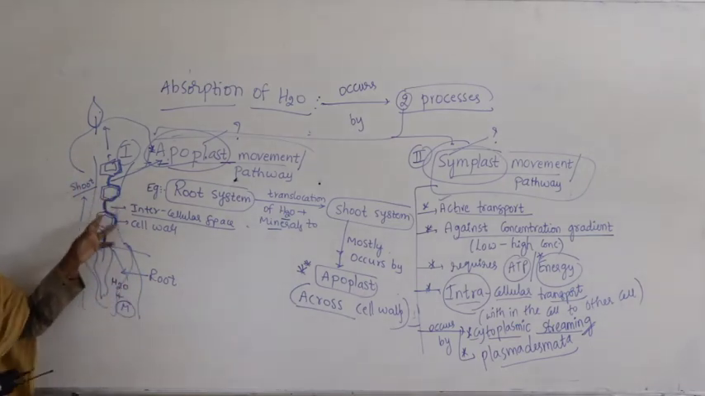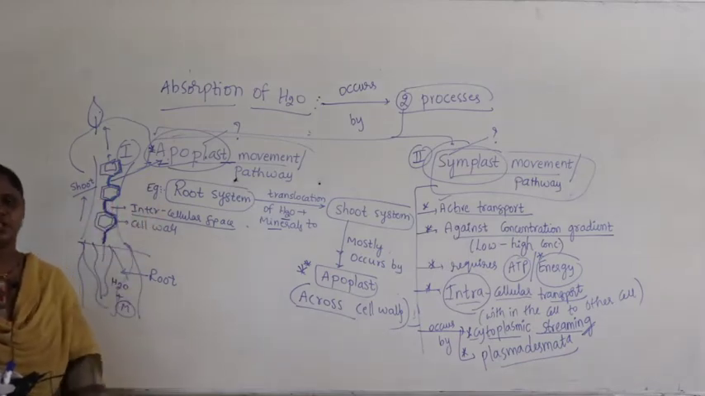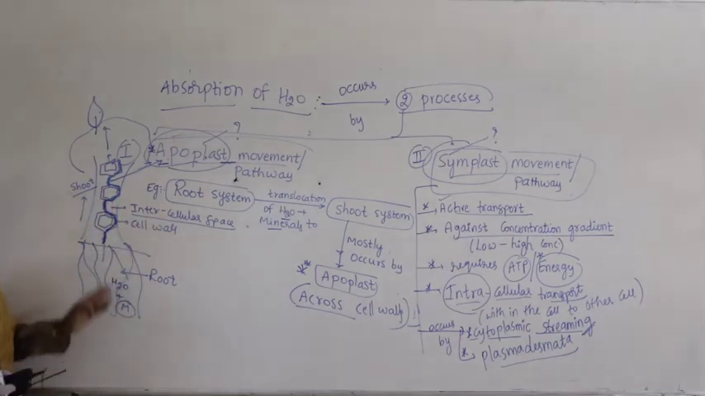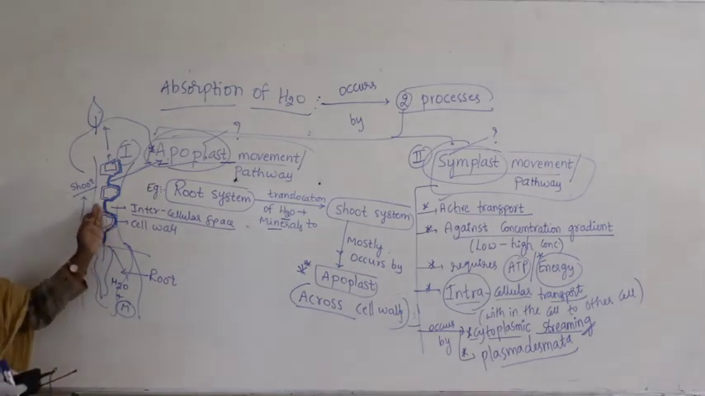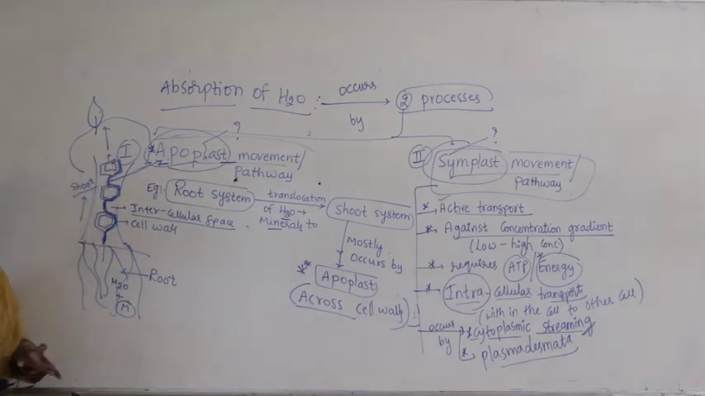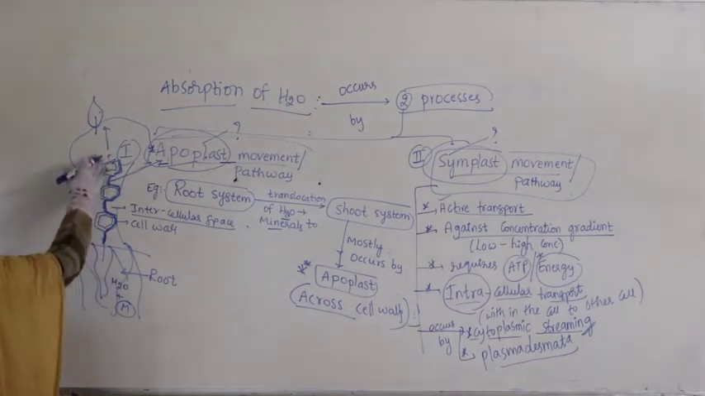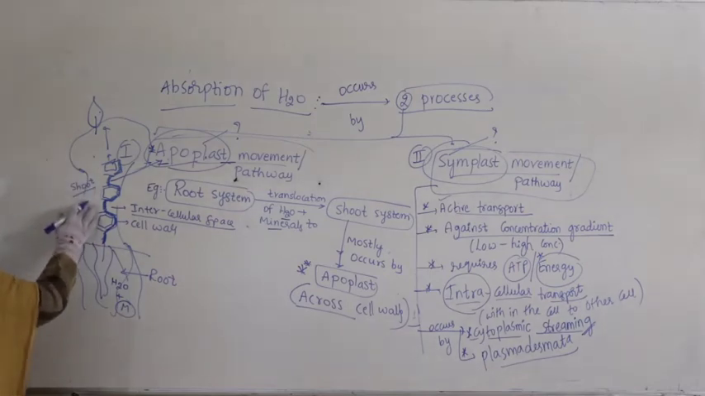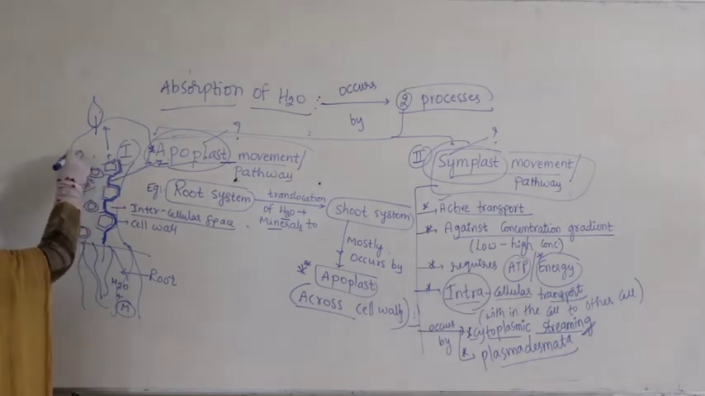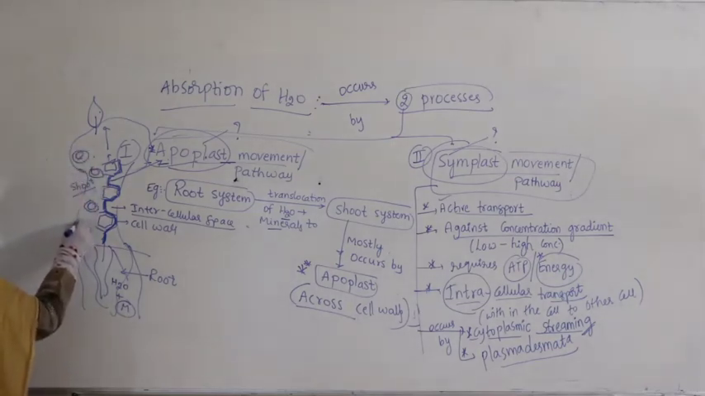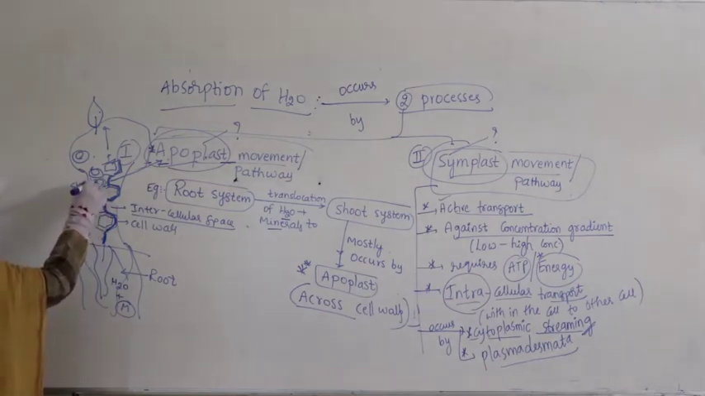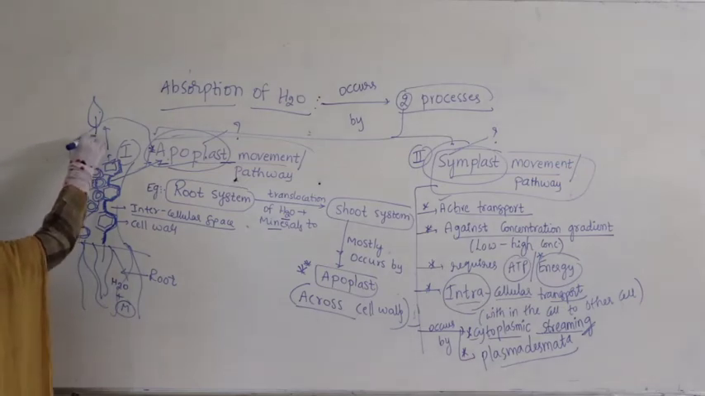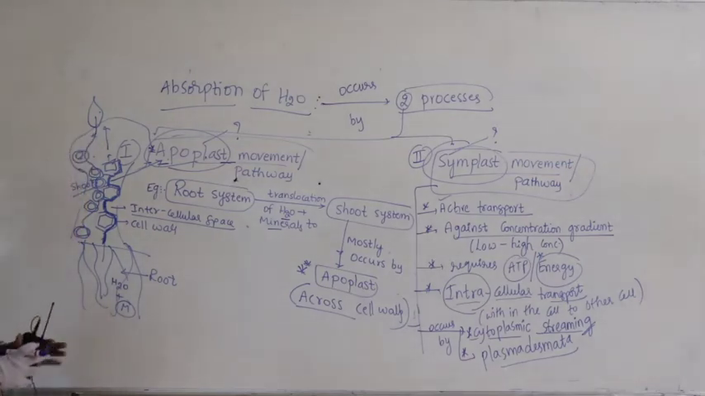Cell to cell movement is the simplest, but it needs energy. So instead, it will not enter inside the cell; it moves across the cell walls. For example, imagine this is a cell, this is a cell. It enters the intercellular space, goes to the next cell, and the next, moving at a faster rate and reaching the tip of the leaf.